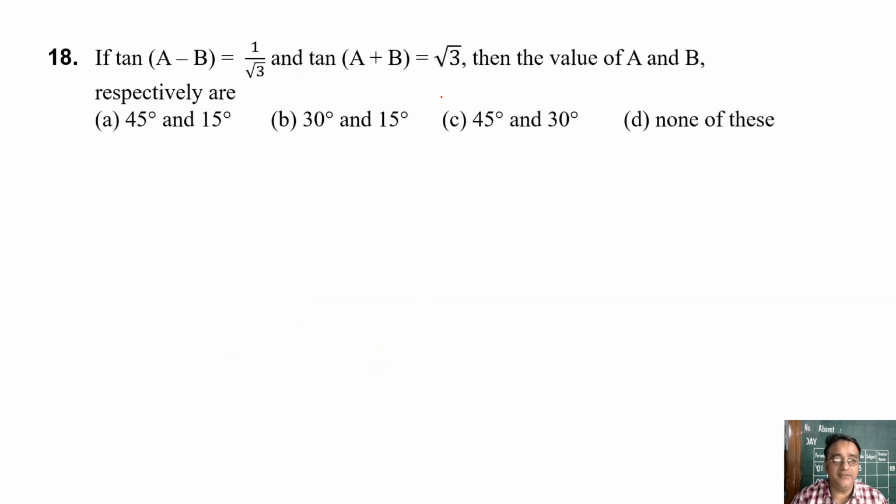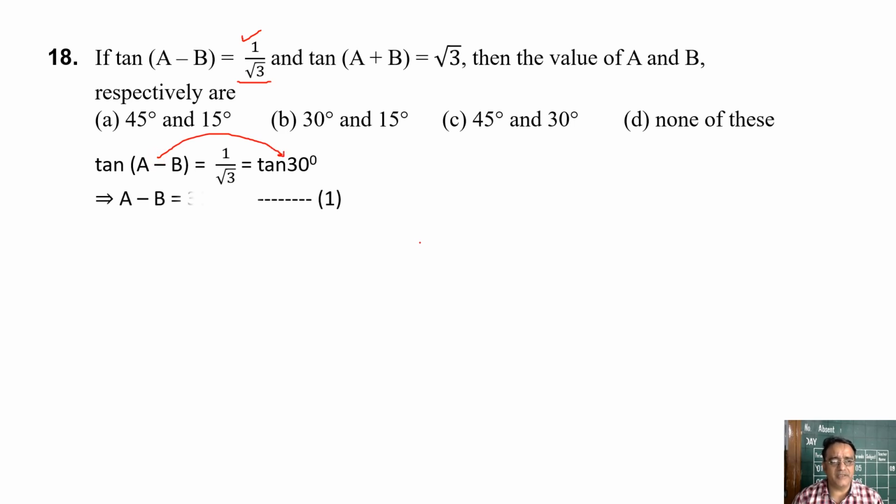If tan of a minus b is equal to 1 upon root 3 and tan of a plus b is equal to root 3, then the value of a and b respectively are. So let us start with the first one. Tan of a minus b is equal to 1 upon root 3. Tan में 1 upon root 3 कौन सा एंगल में आता है? 30 degree, right. So now we will equate the angles. So we'll get a minus b is equal to 30 degree. Let it be equation number 1.